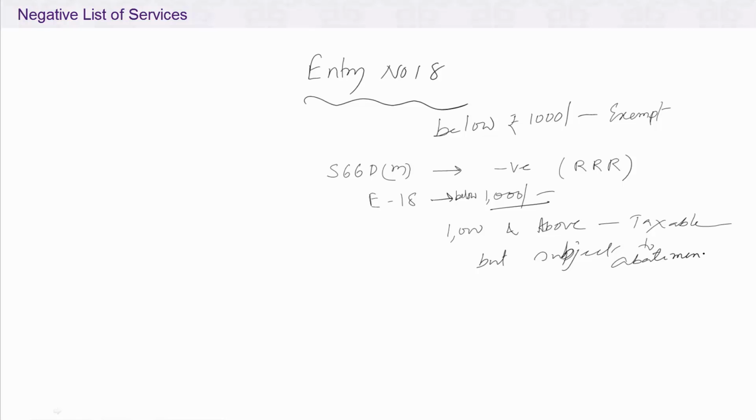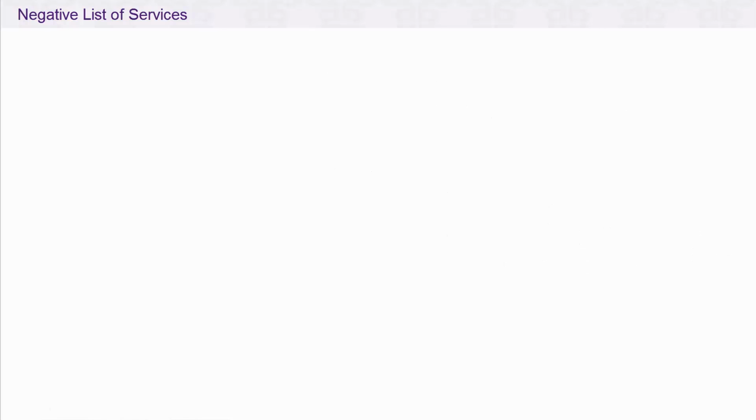There is some abatement. So it is like this. And now M is complete. And what about N?